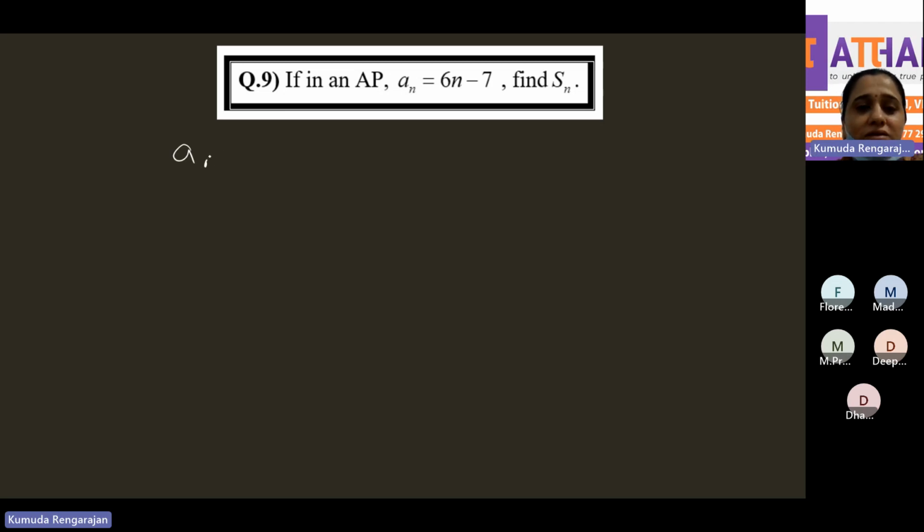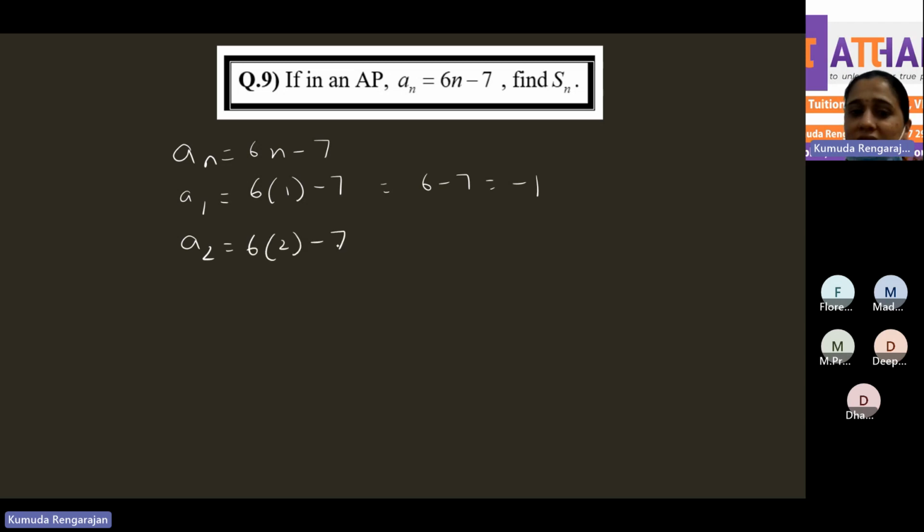Now, a_n is given as 6n minus 7. What is a_1 then? 6 into 1 minus 7, which is 6 minus 7, which is minus 1. What is a_2? a_2 is 6 into 2 minus 7, 12 minus 7, 5. This is enough. Just find a_1 and a_2. If you know the first term and the common difference of the AP, you can answer any question related to the arithmetic progression. You just need to know these two values. That's why we found only a_1 and a_2: you want the first term, and for the common difference you need a_2.